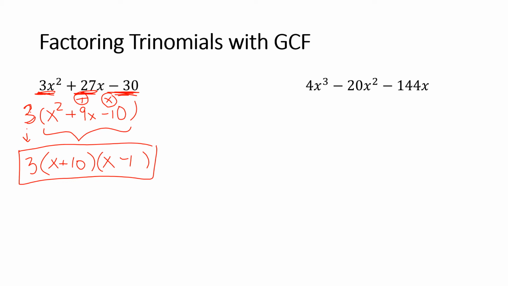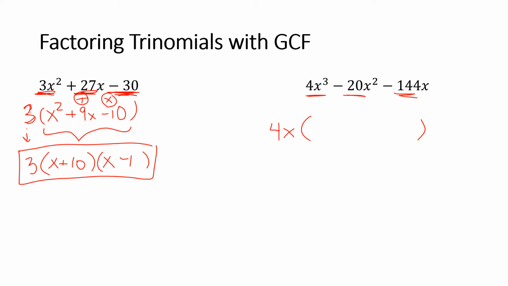The second problem is very similar. We have 4x cubed minus 20x squared minus 144x. It looks very complicated, but if you notice here, they are all divisible by 4. So we're going to start by removing the greatest common factor. Here they're all divisible by 4, and they actually all three have an x. So our greatest common factor is 4x.